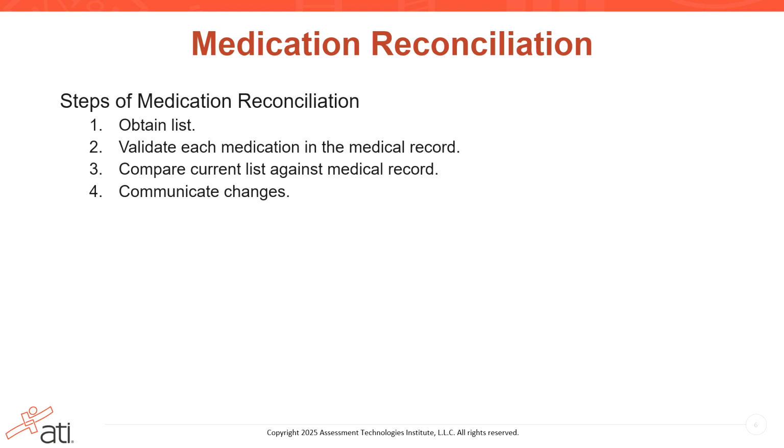All right, so these are the steps of medication reconciliation. We want to get a list of the medications that they're taking. Again, prescription meds, over-the-counter meds, herbal, dietary supplements, all of those. We're going to compare that list to what we have in our medical record, validate each medication, make sure it's the right medication, right dose, right frequency, and ask them, are you taking these medications as prescribed?